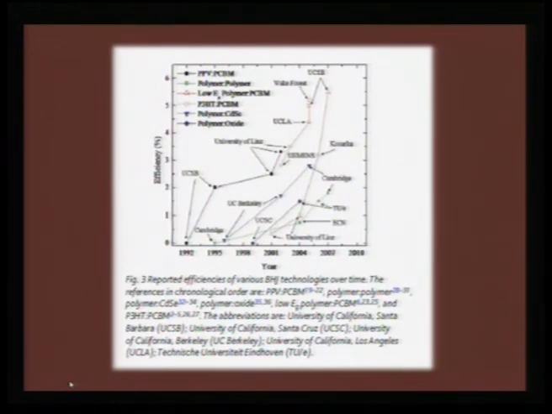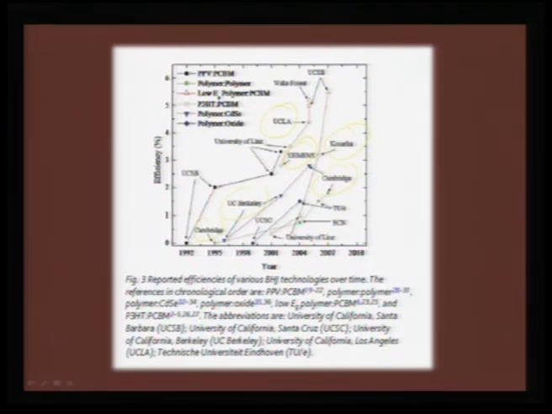And this is a view graph which tells that there is an equal competition between the leading universities and the companies who are trying to experiment on polymer solar cells. As you can see here, Konarka, Siemens, these are all leading players, companies who are working on bringing this to market, and equally there are several universities: Berkeley, Cambridge, then you have Santa Barbara and UCLA.